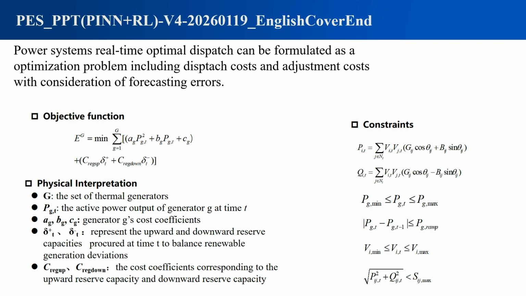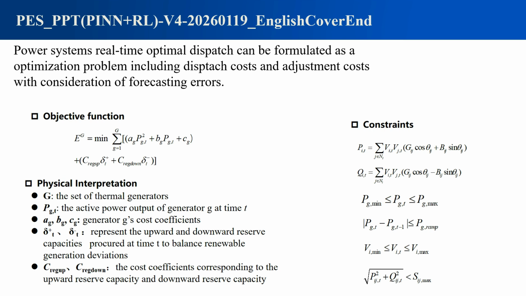The constraints on the right connect this economic objective to power system physics. Active and reactive power injections are computed from voltage magnitudes, voltage angle differences, and the network admittance terms G_ij and B_ij. Generator output limits prevent impossible dispatch instructions. Ramp limits prevent a unit from changing too quickly between adjacent time steps. Voltage bounds preserve service quality and stability margins. The apparent power limit, expressed through P_ij and Q_ij, protects transmission lines from overloading.